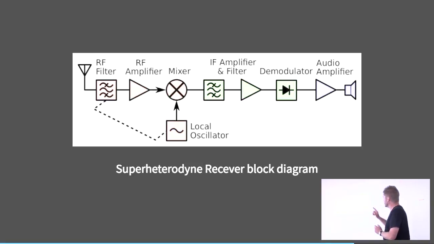And typically, this is showing one local oscillator mixer stage. Typically, most modern radios, particularly FM radios, will have at least two stages of down converting through a mixer and an intermediate frequency amplifier. So that's pretty much what we see for pretty much all radios now.